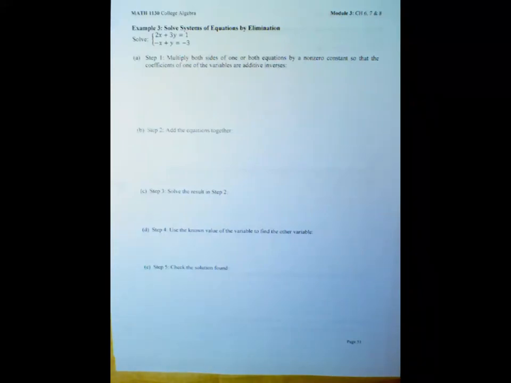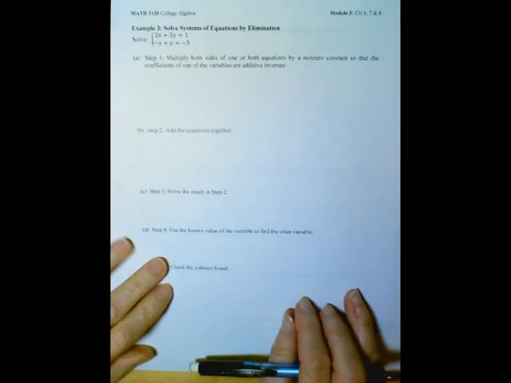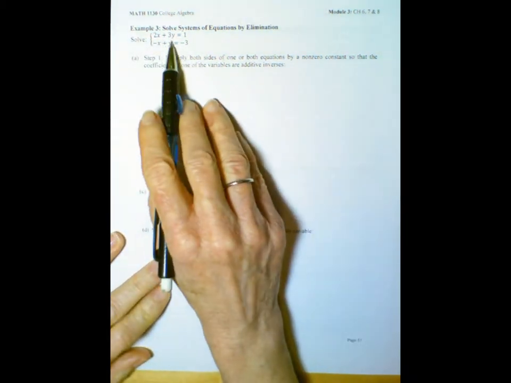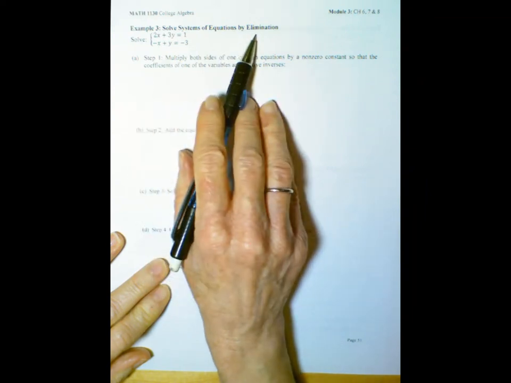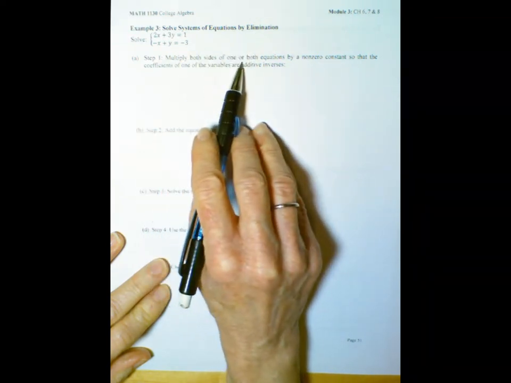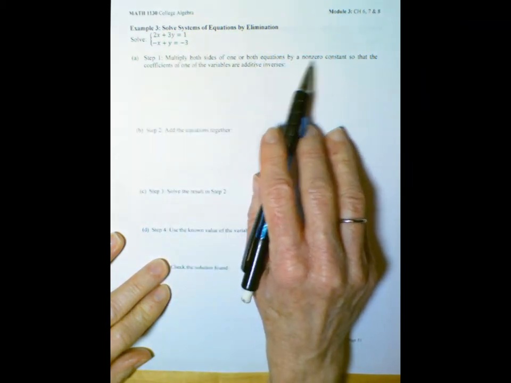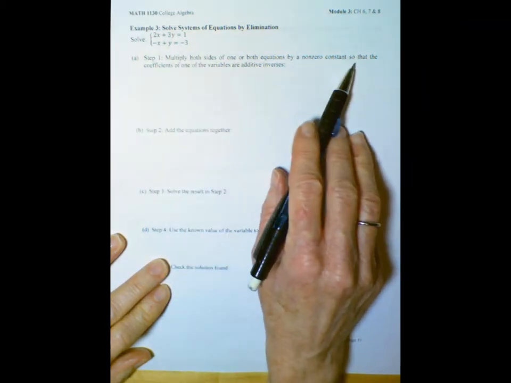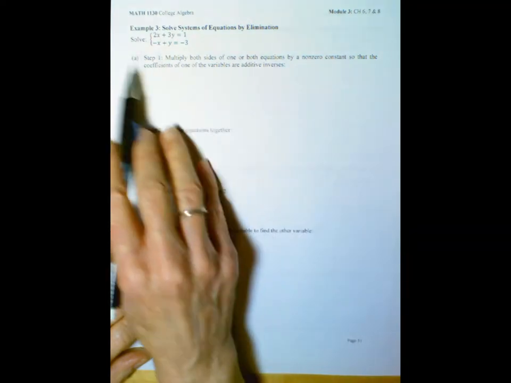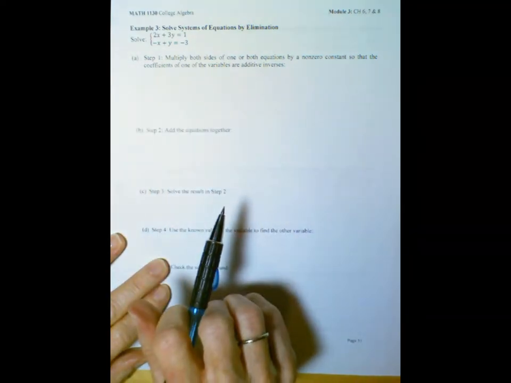Continuing 8.1, Systems of Equations, we have example 3. Now we want to try the elimination strategy. We have the steps laid out here. So here's our system. The elimination strategy says that you want to multiply both sides of one or both equations by a non-zero constant. Of course, you wouldn't want to multiply by 0, so that the coefficients of one of the variables are additive inverses.